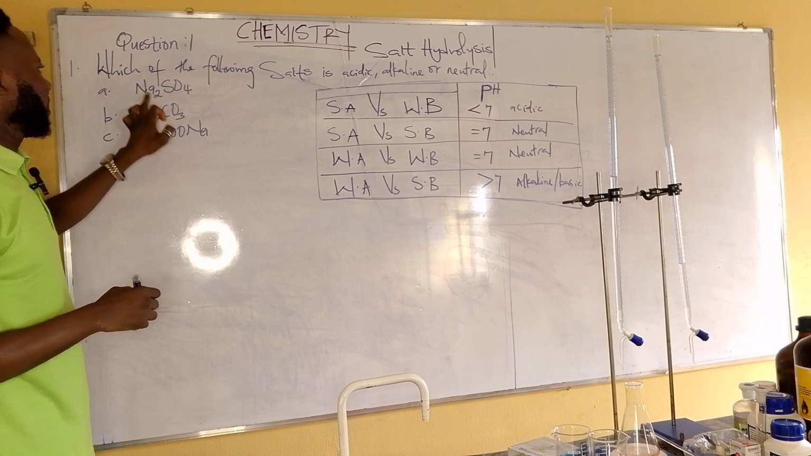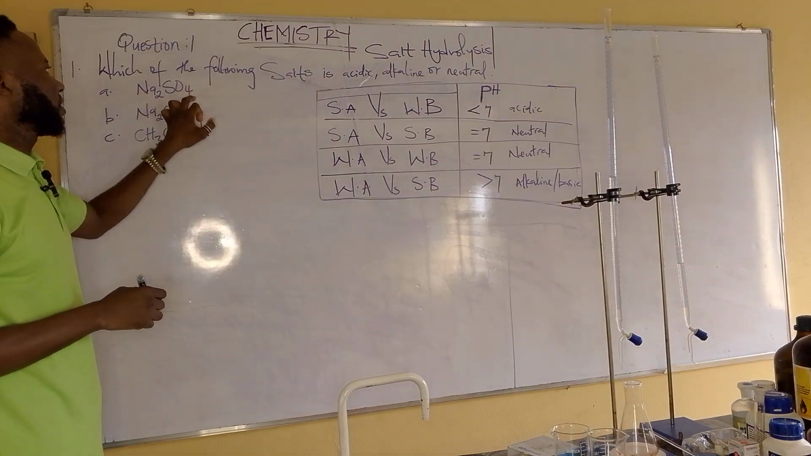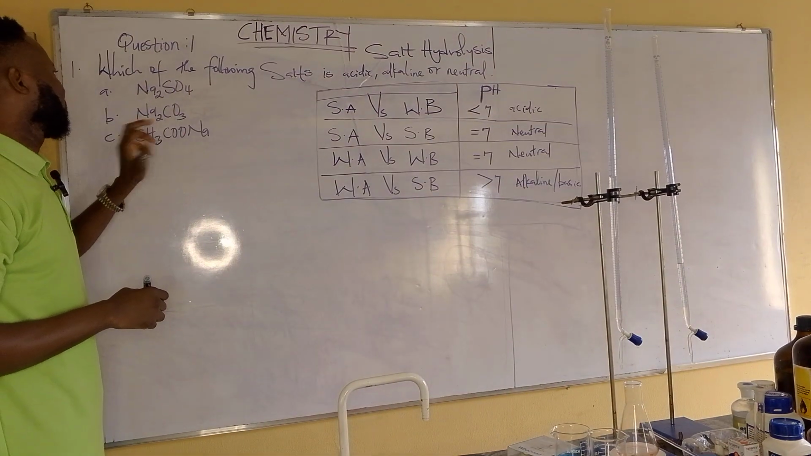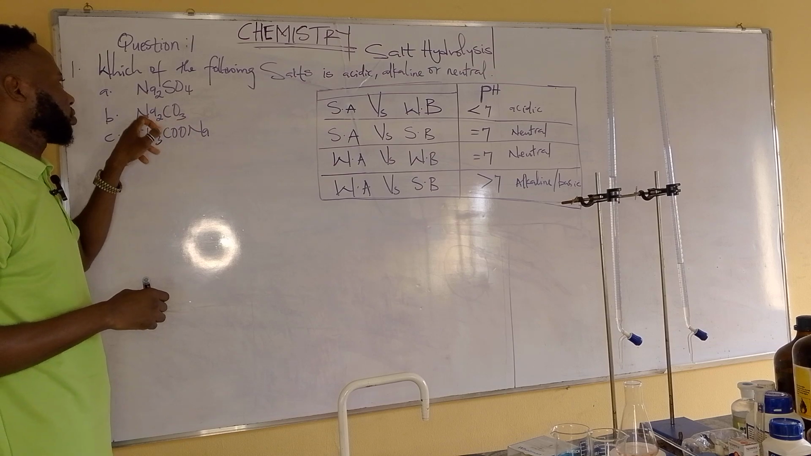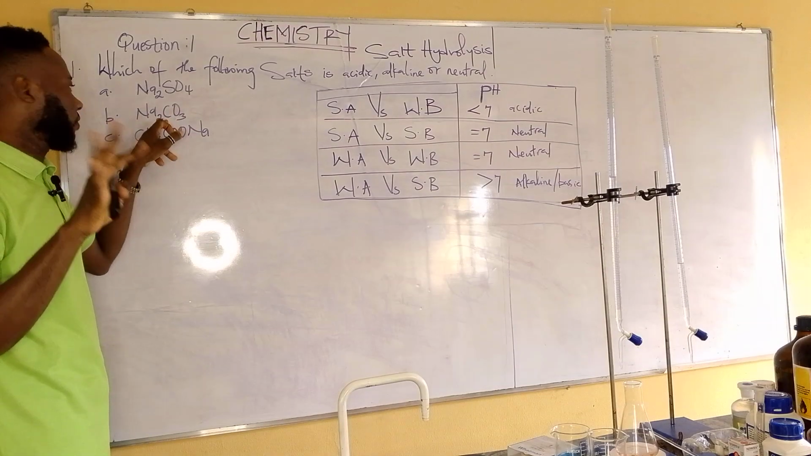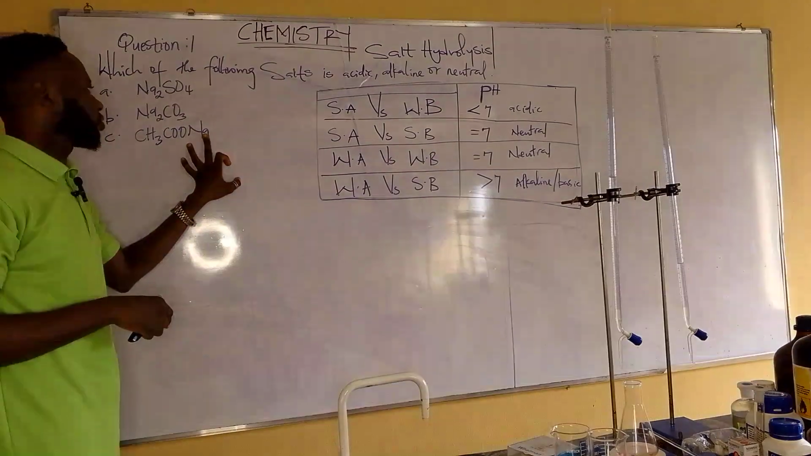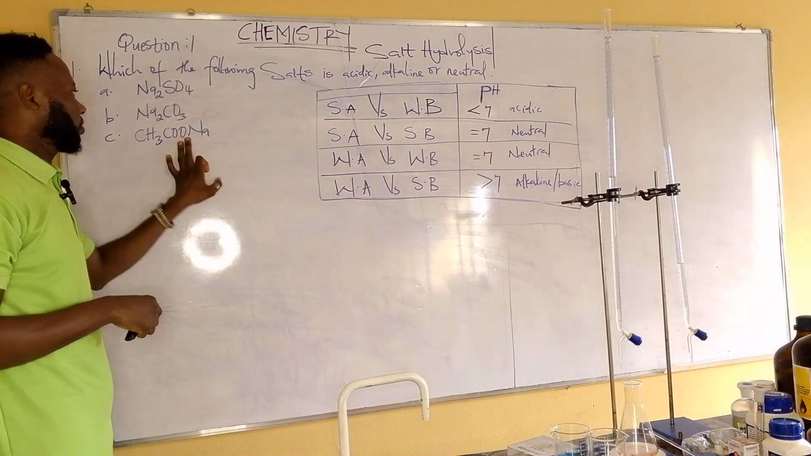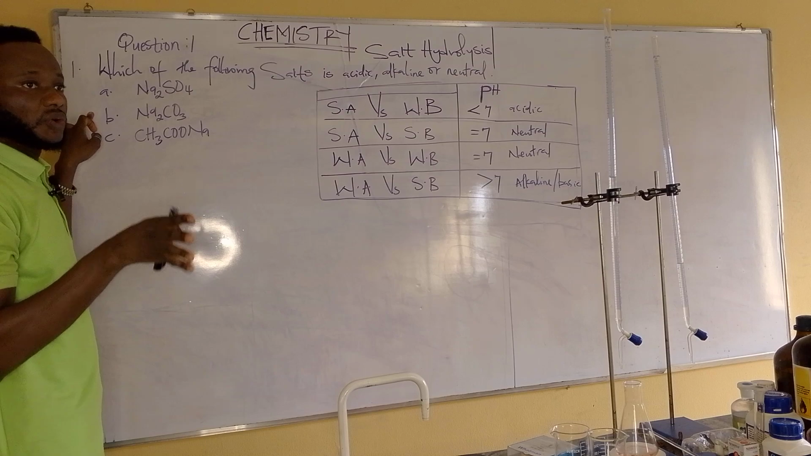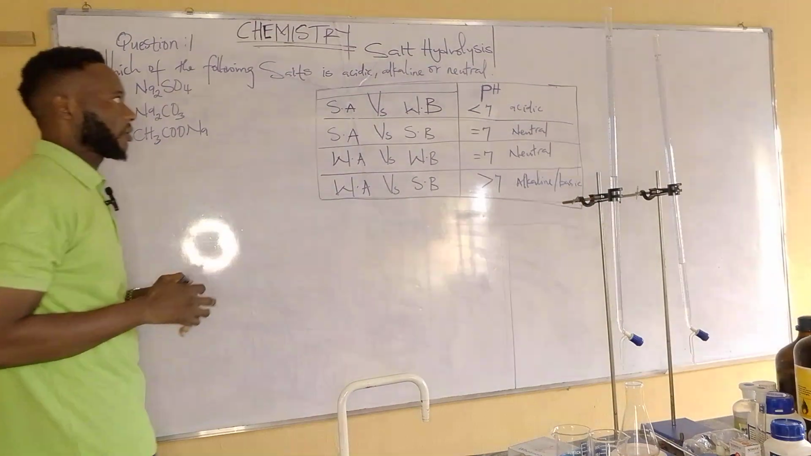So A, we have Na2SO4. This is sodium tetraoxosulfate 6. B is Na2CO3, sodium trioxocarbonate 4. C is CH3COONa, which is sodium ethanoate. This is an organic compound. A and B are inorganic compounds. C is an organic compound.